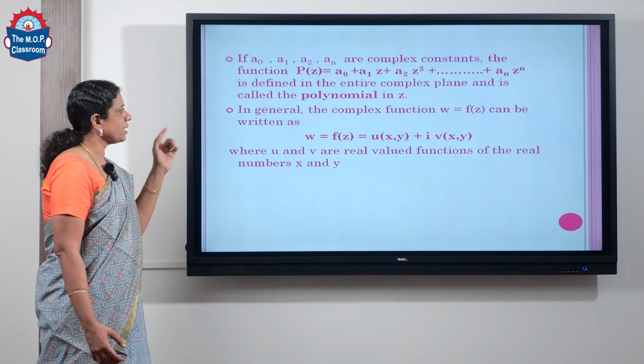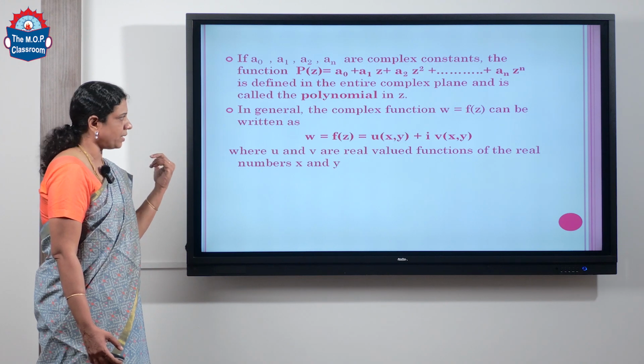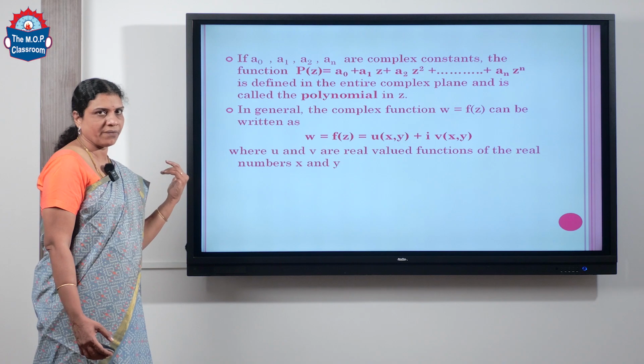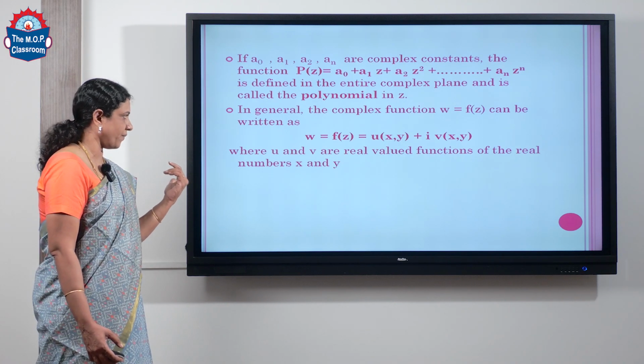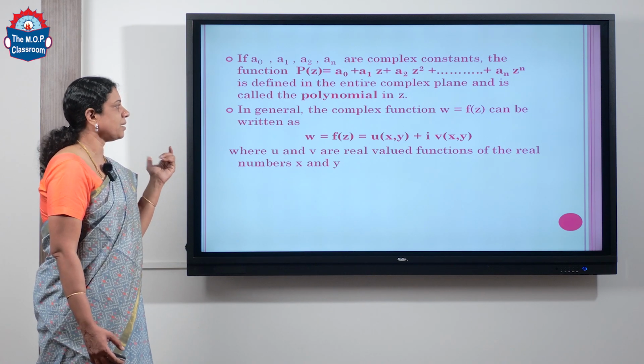Generally we write the complex function as we discussed earlier, w equals f of z. I already explained what f of z is. f of z is u of x comma y plus iv of x comma y, where u and v are real valued functions of the real numbers x and y.